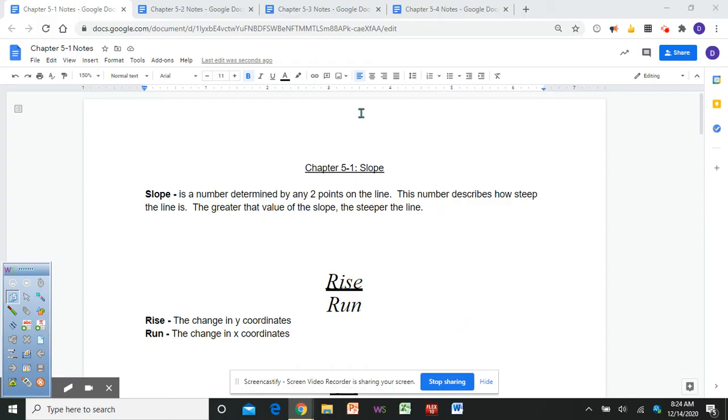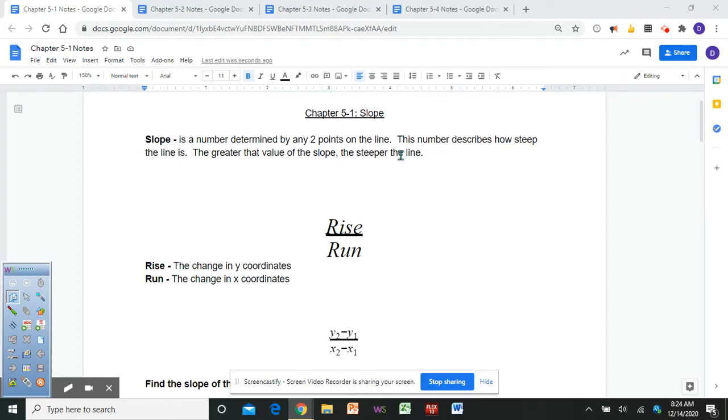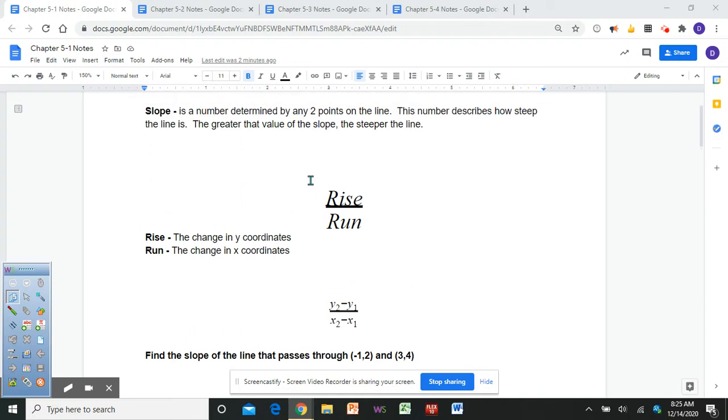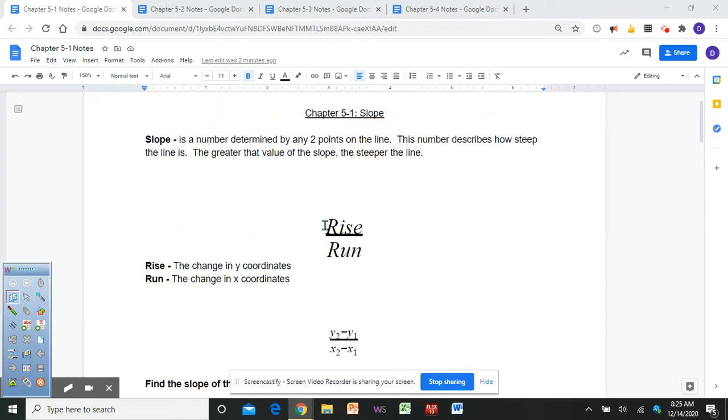So slope is a number determined by any 2 points of a line. The number described by how steep a line is. The greater the value, the steeper the line. So that means if the number is really big, it's going to be a very steep line. If our number is a fraction, so it's smaller, it's going to be a very flat line. Okay? So rise over run, that is what we know slope as.